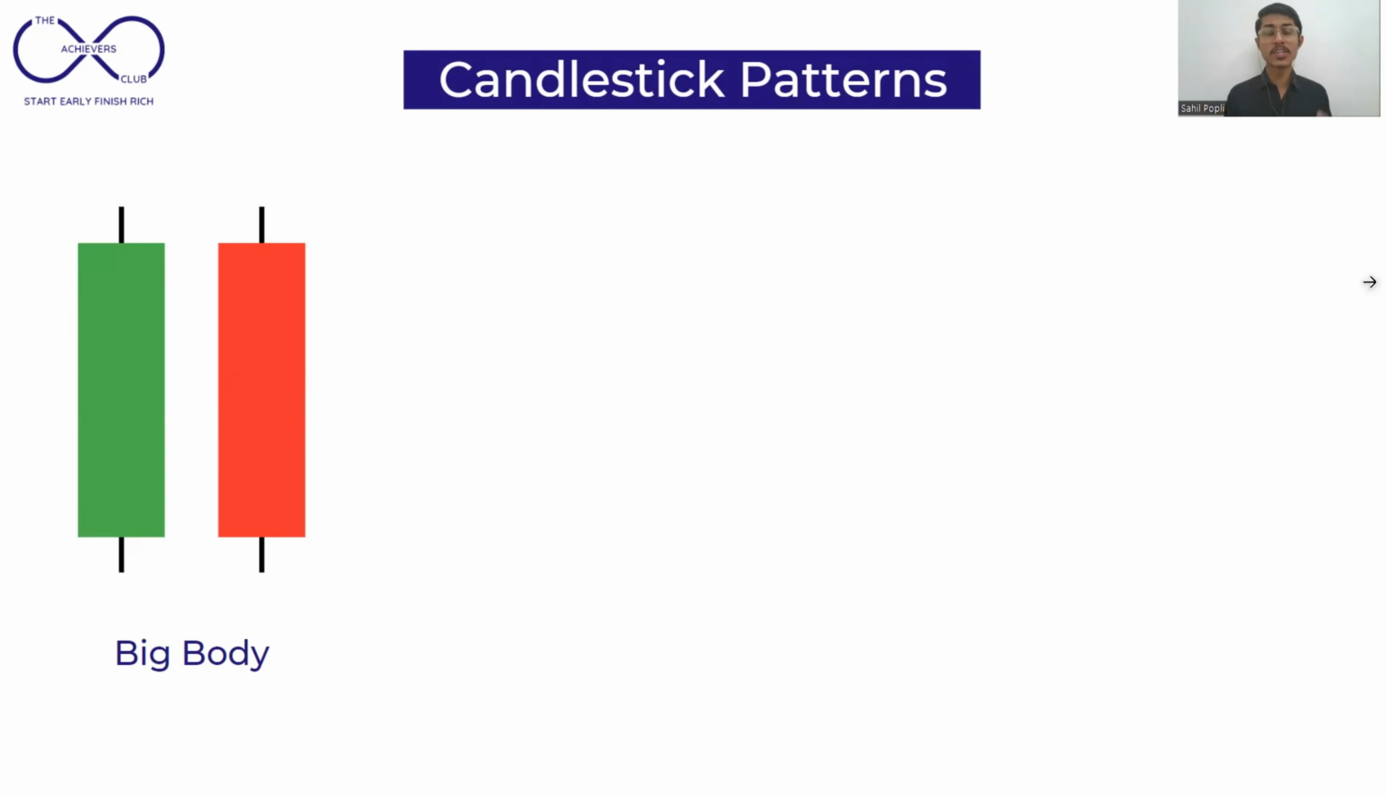If this particular big body is formed within an uptrend, it depicts that the uptrend is very strong. Similarly for a downtrend, if there is a formation of lower tops and lower bottoms and the price is moving on the downside, and during that downtrend a big red body is formed, then it depicts that the downtrend is very strong.